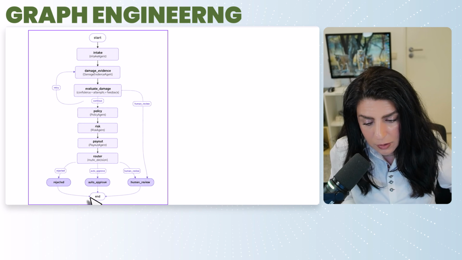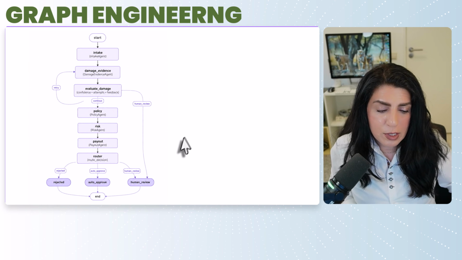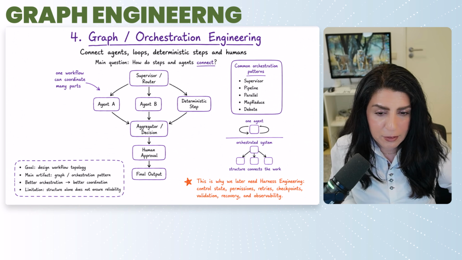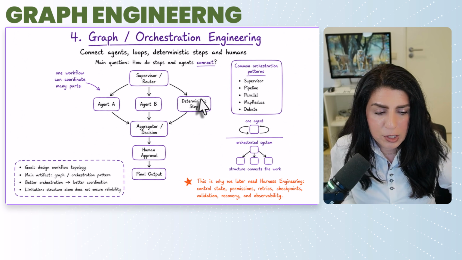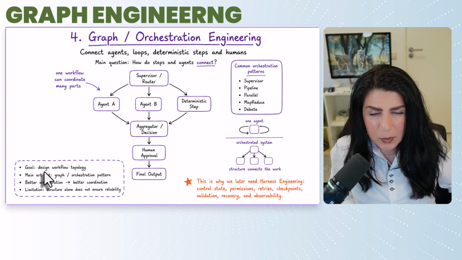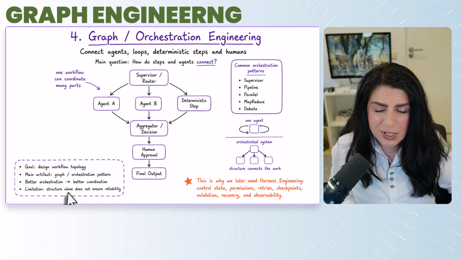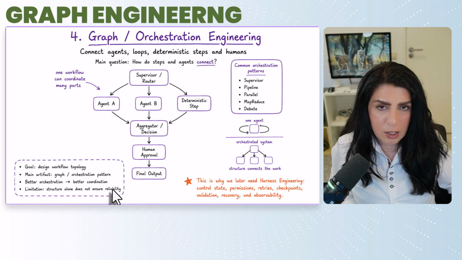If it's good enough, it goes to end. And router as well, rejected, auto improve. And if it's not good enough in the human review, retry actually happening here. So as you can see, we're kind of already building a graph. And that graph for orchestration, when you're using a supervisor or aggregator or human approval, is for better coordination. But the limitation of this is that the structure alone does not ensure reliability.